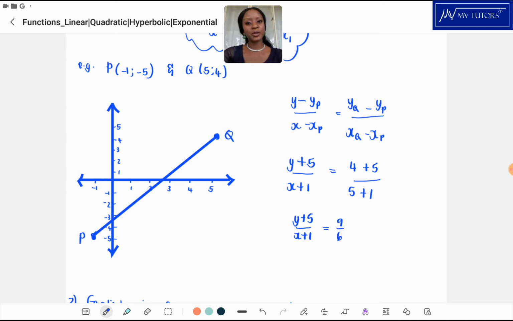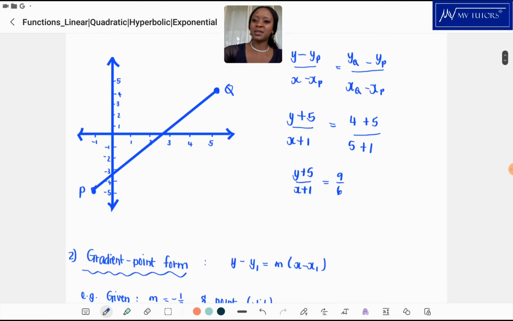So I'm basically going to cross multiply, and then we will work out what. I'm going to take 6 over that side. So I have 6 times y plus 5, which is equal to 9 times x plus 1.